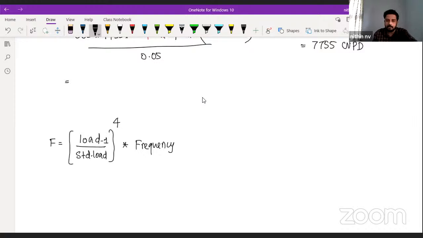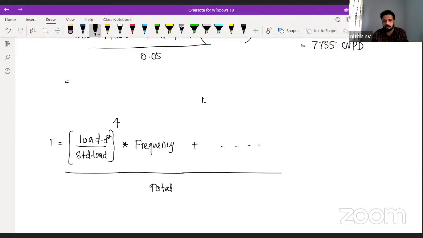I can tell this is load 1, the first load, plus similarly the second load divided by standard load raised to 4, multiplied with the corresponding frequency, etcetera, whole divided by total frequency. This is how we are going to calculate the vehicle damage factor.